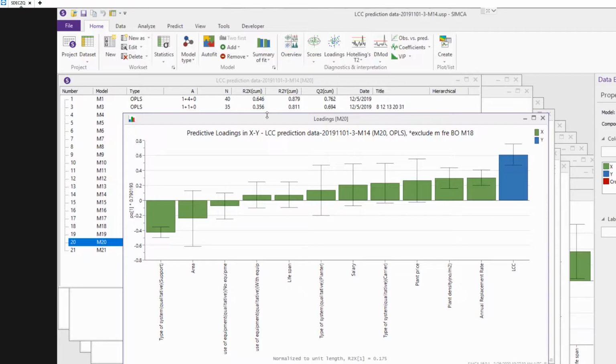But what we wanted is an equation that can be used in the future. When we get a new project, we have a few variables as input, like the salary, the lifespan, or the plant price of the project, and then we can finally get the life cycle cost, so we can use it as a prediction model. That's why we want the coefficient. But if we only have the predictive loadings, we cannot.